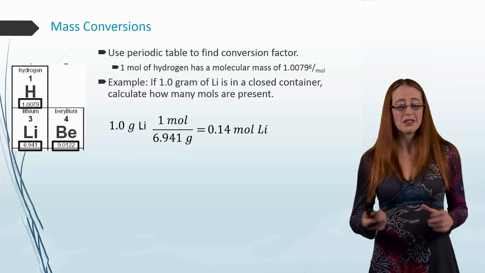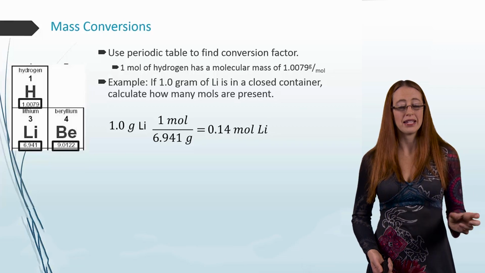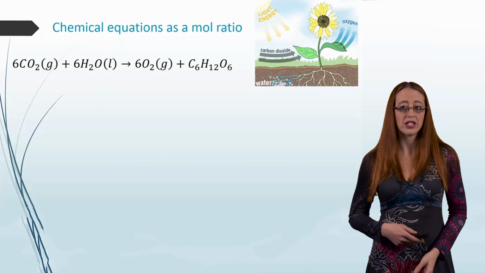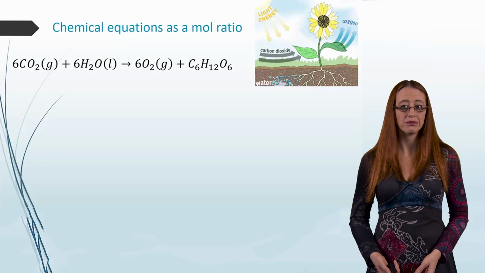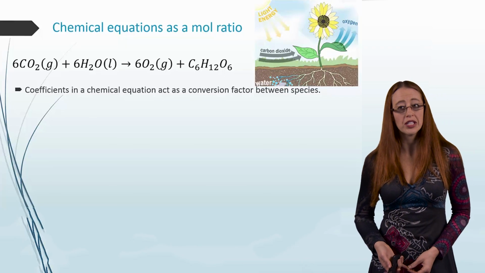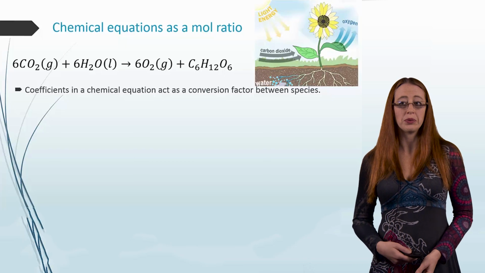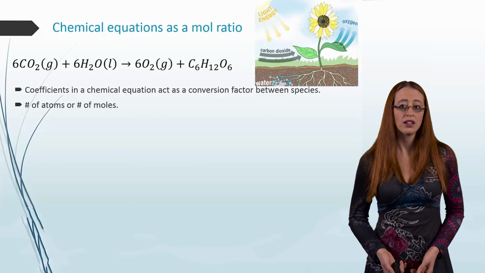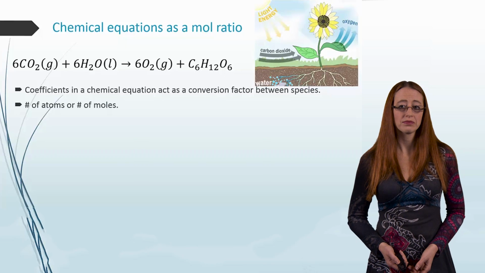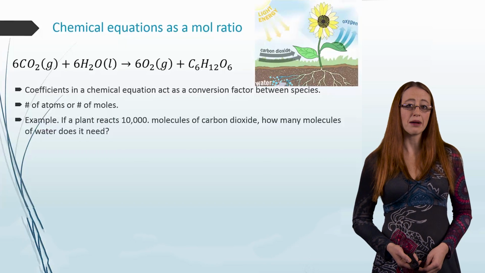As usual, this is just one piece of many, many different, more complex problems. So now let's use chemical equations to add in something called a mole ratio. The coefficients in a chemical equation act as our conversion factor between species. These can be for number of atoms or for number of moles. So let's take an example.